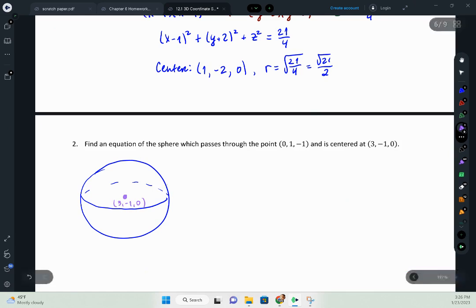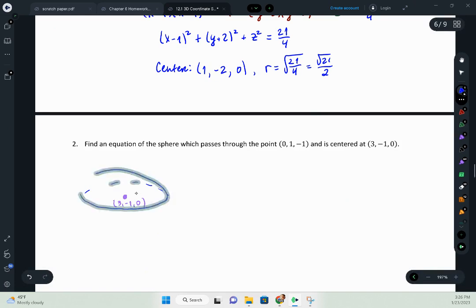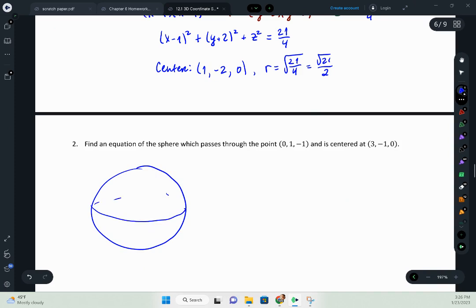I'm going to go ahead and put it like right over here. I guess it should be going down. Sorry. Maybe that's not what I wanted to do. Hold on. I have to redo a sphere once I mess the sphere up. Okay, center's right here. And then we have a point maybe right here. Okay, so this is the point 0, 1, negative 1. And then I have my center 3, negative 1, 0.